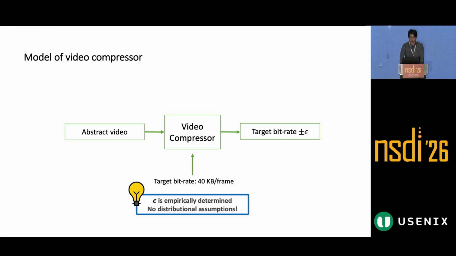Instead, we will just use a simple non-deterministic model. The output bit rate is just the target bit rate plus or minus epsilon, where epsilon can be empirically determined for different video stream types. There are no distributional assumptions needed.